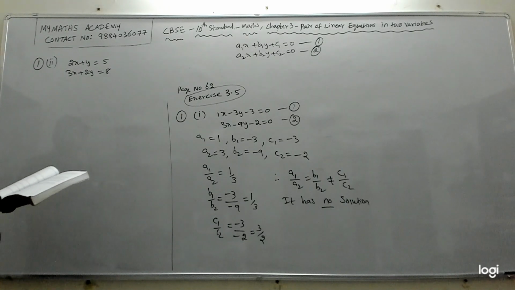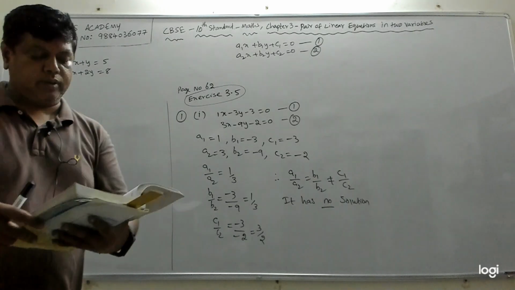2x plus y equals 5. 3x plus 2y equals 8.